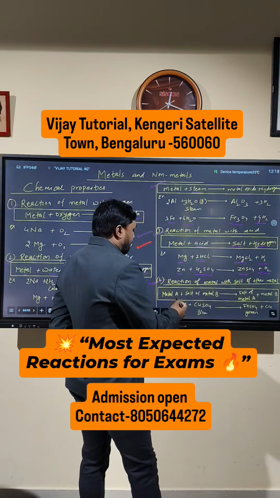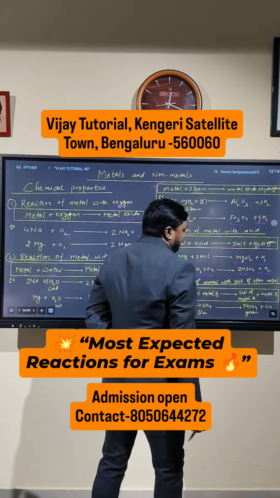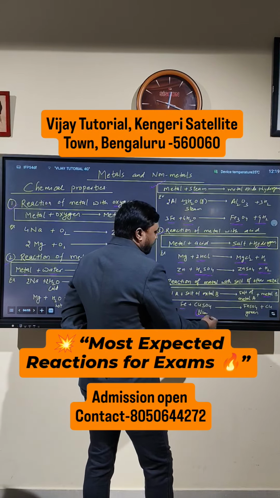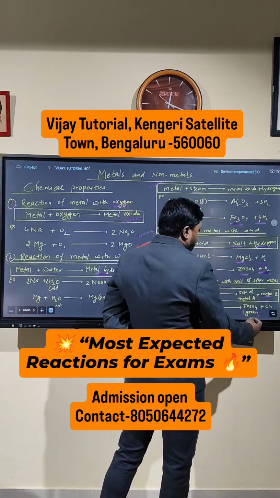Next, reaction of metal with the salt solution of another metal. For example, metal A plus salt of metal B gives you salt of metal A plus metal B. For example, iron plus copper sulfate, which is blue in color, gives you what? Iron sulfate plus copper, and the color will change from blue to green.